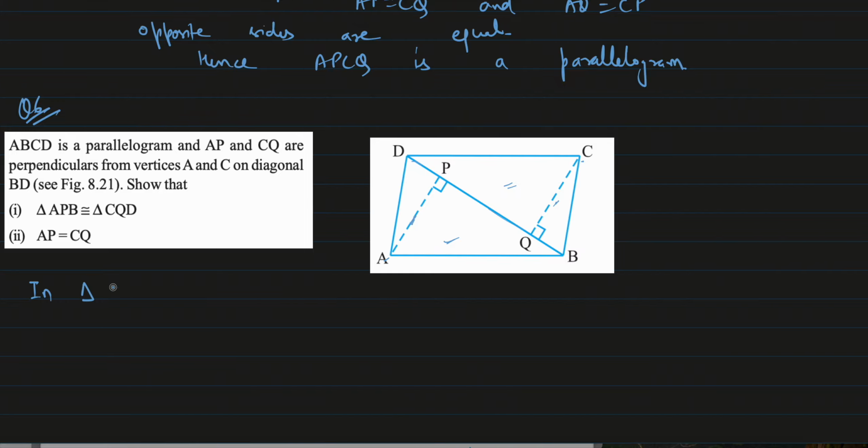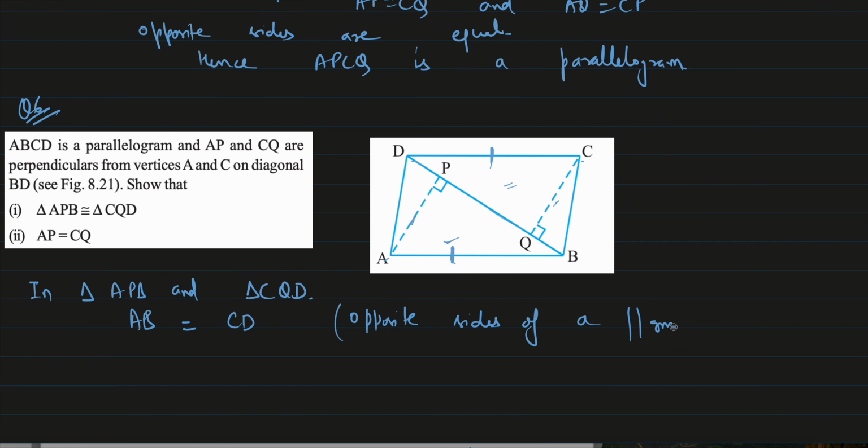So we'll take triangle APB and triangle CQD. What all we have here? First thing that we can write is that AB is equal to CD. Reason for that? Opposite sides of a parallelogram, they're equal.